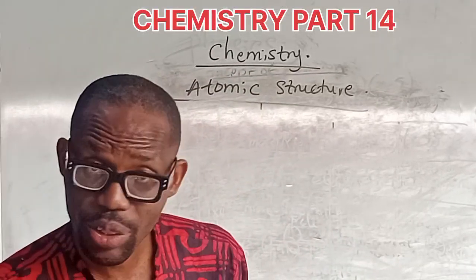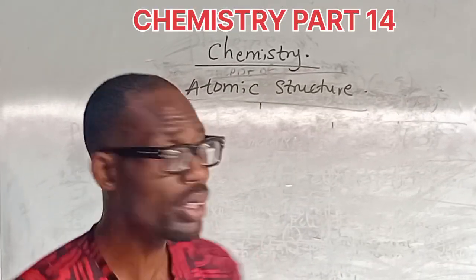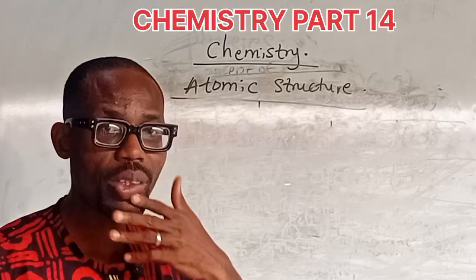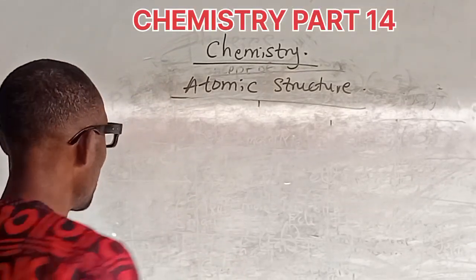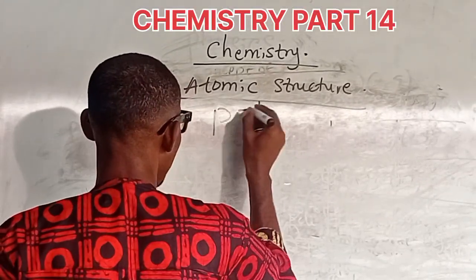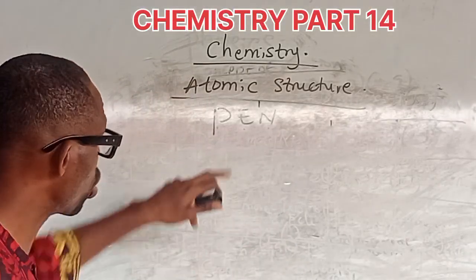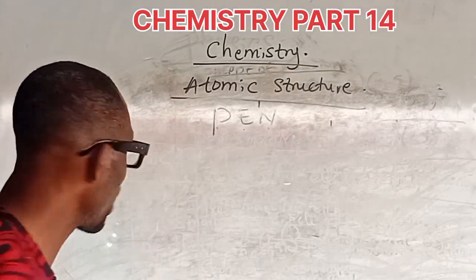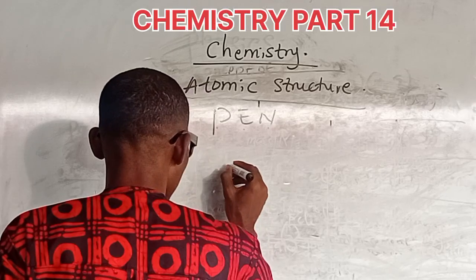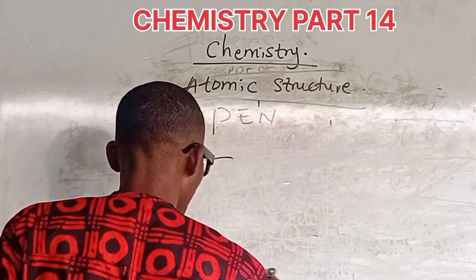Now, in our previous video, we talked about the atomic structure and the subparticles of an atom, which I summarize as pen: proton, electron, and neutron. In this video, I'm going to draw what an atom looks like. Okay, a supposed atom. So it has this outer part.